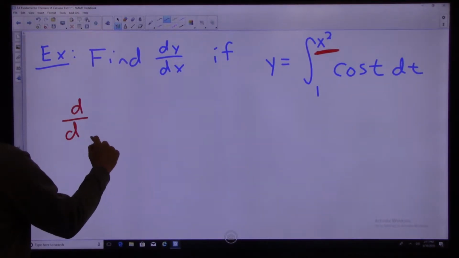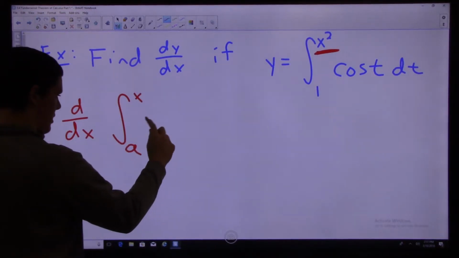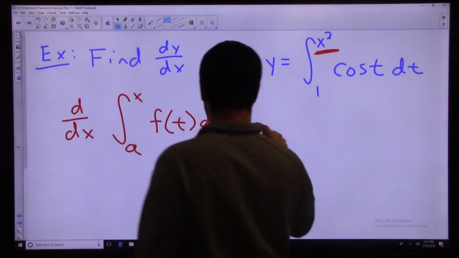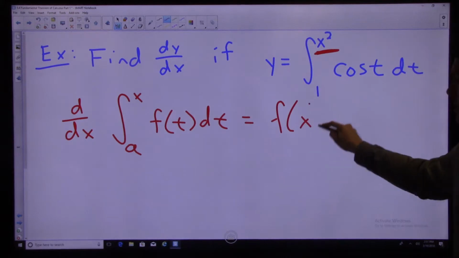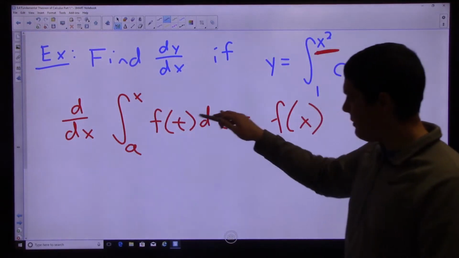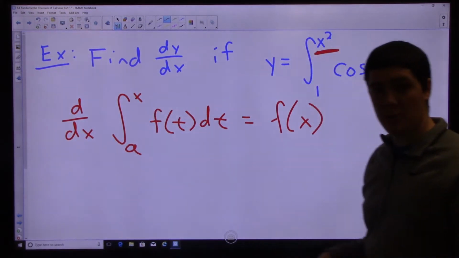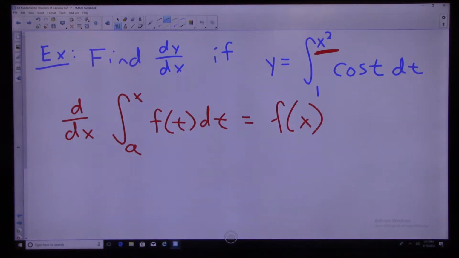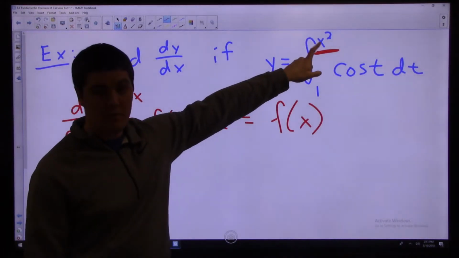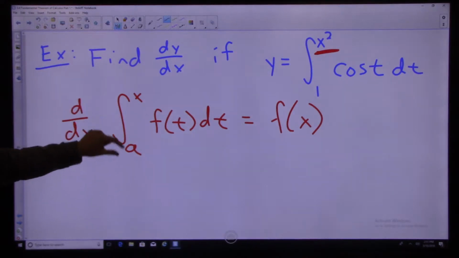It tells us if we take the derivative of the integral from a to x of f of t dt, then that's the same thing as f of x. So again, derivative and integral cancel each other out, so we'd be left with f of t, but we can plug x in for t. Right, so that gives us f of x. But the reason we can't use this exactly is because of that guy right there. It's x squared. This just tells us what happens if it's from a to x.